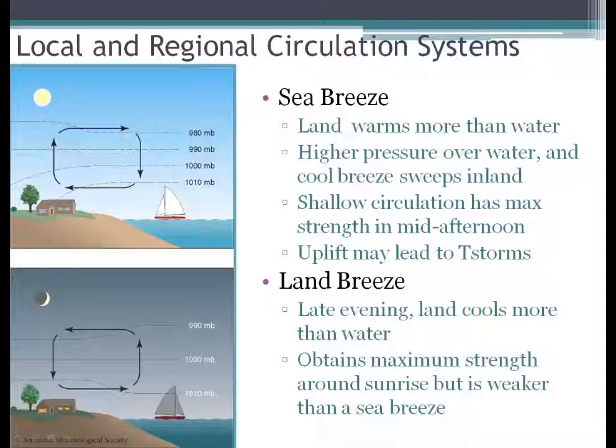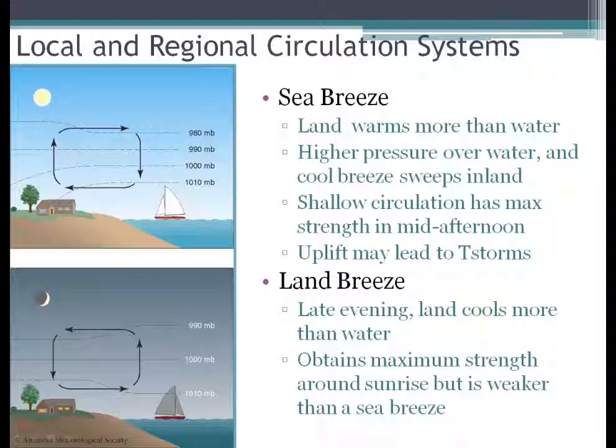For the third and final portion of the Chapter 10 lecture, we'll take a look at local and regional circulation systems. So these are winds, as opposed to a big storm. These are winds that can have, in some cases, catastrophic effects. Let's start by looking at the sea breeze.